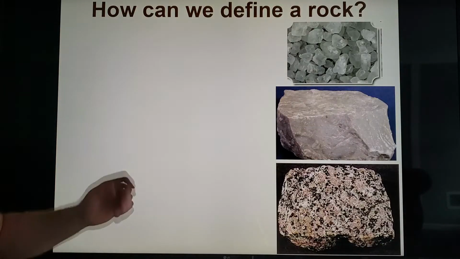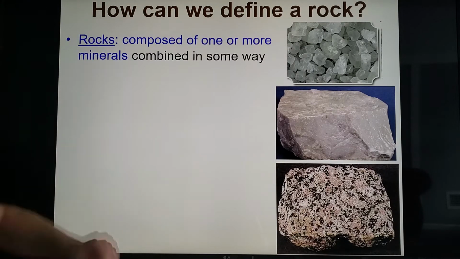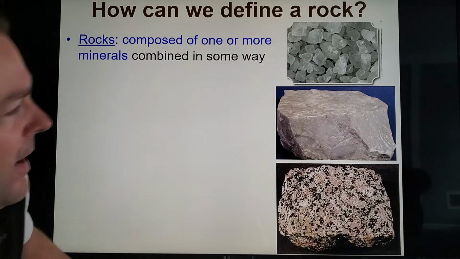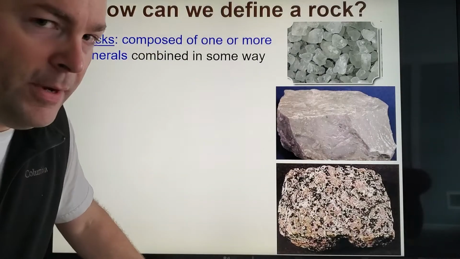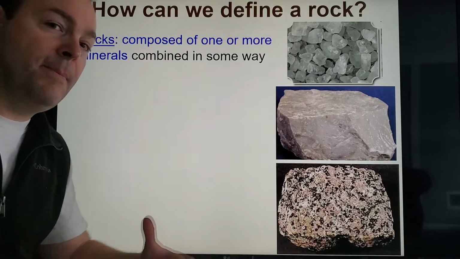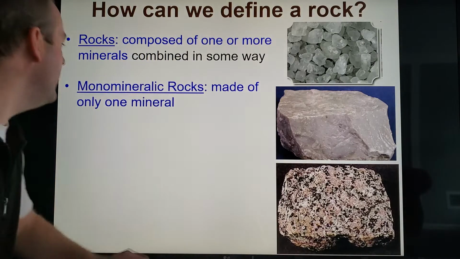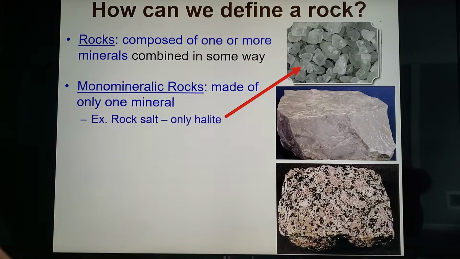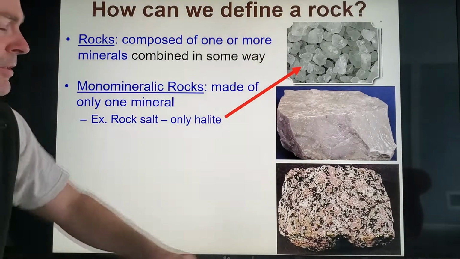Okay? So how do we define a rock? Well, rocks, of course, are composed of one or more minerals. If it's one mineral, they say monomineralic. If it's more than one, they say polymineralic. Okay? And there you have it. Mono for the one, right? Example, rock salt is mostly halite.